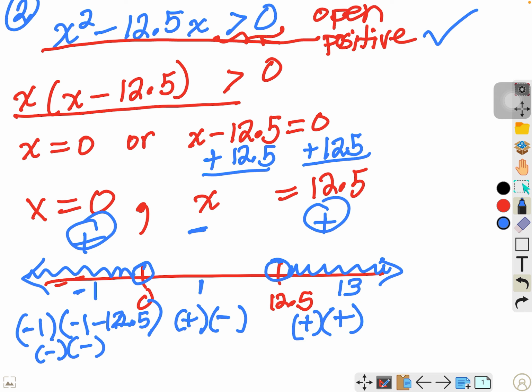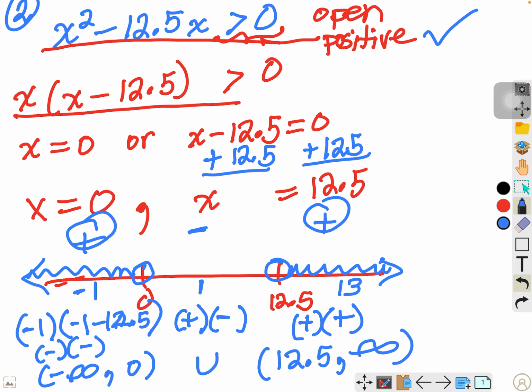So that's 2 intervals, and we're going to list it like this. From negative infinity up to 0, but not including 0. Unite that with this other interval from 12.5 throughout positive infinity. So we have our interval notation as well as our graph of the solutions.